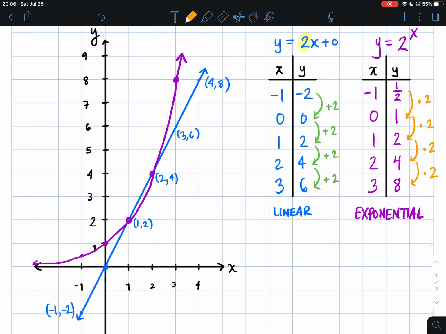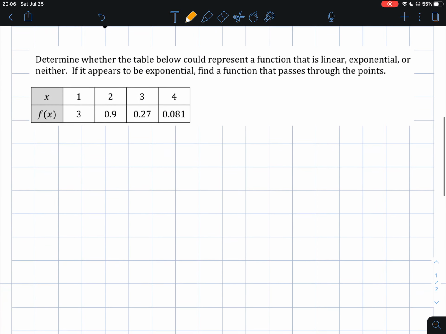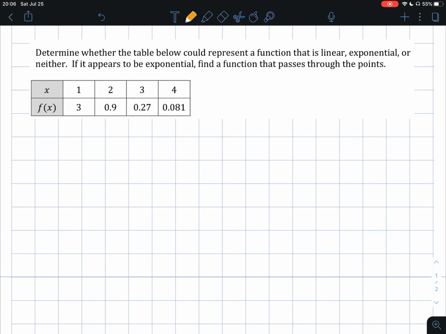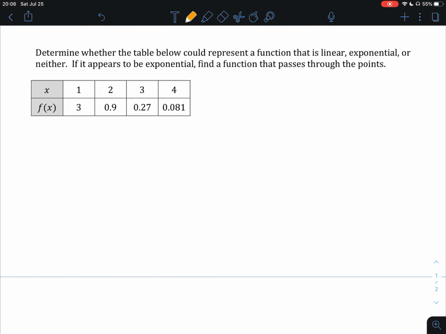So if you have a table of data that's linear, you should be able to observe an addition from one output to the next. Whereas if your table of data has an exponential relationship, you should observe a multiplicative relationship between the outputs. With that all being said, let's look at this question here and consider how the output values seem to be related. I'm just going to change my paper back to blank paper for us to work here.